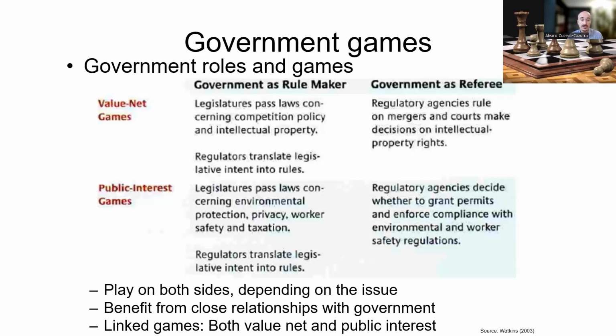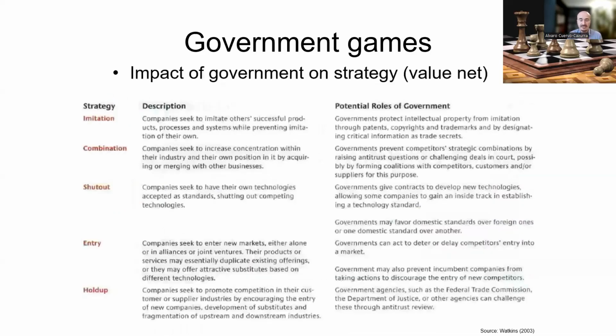And then if we go slightly deeper within the value net games, what is the role of the government? Well, there are different ways in which companies can interact with each other, and governments are going to play a larger role here. So it's the imitation story. Look, I have all this intellectual property. I want the government to protect it so that others don't take advantage of this. Well, we want to merge. We want to acquire another company.